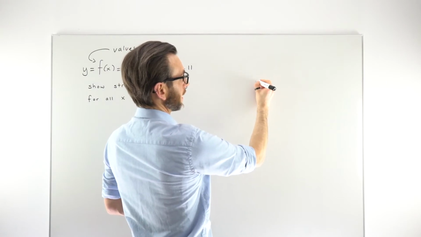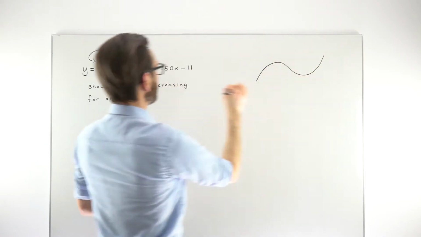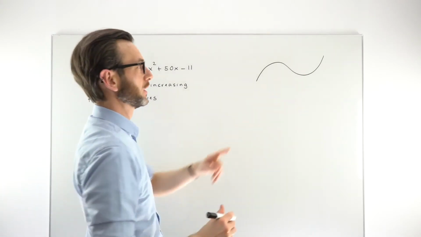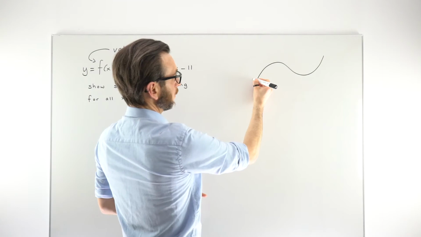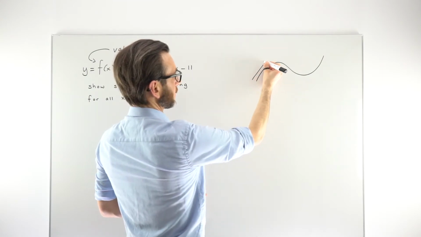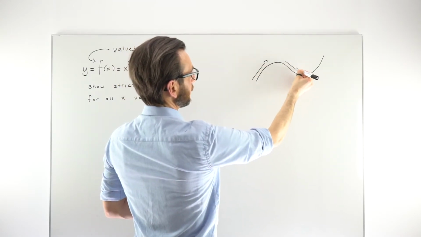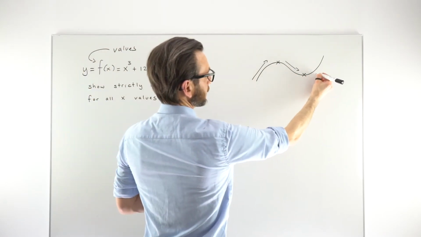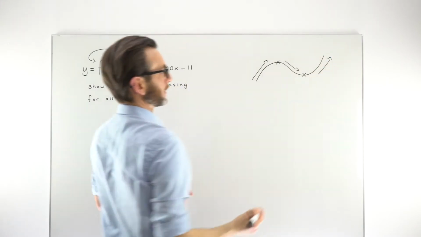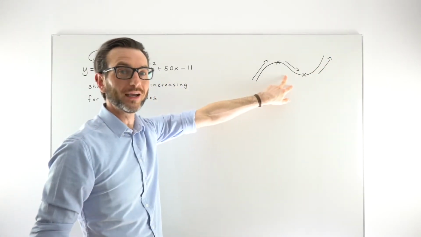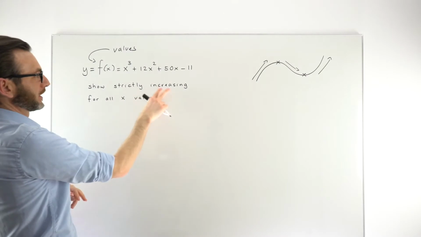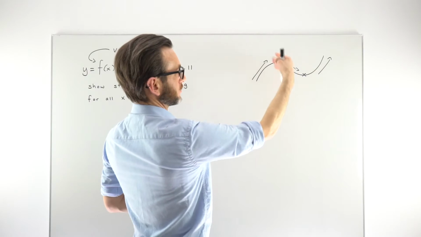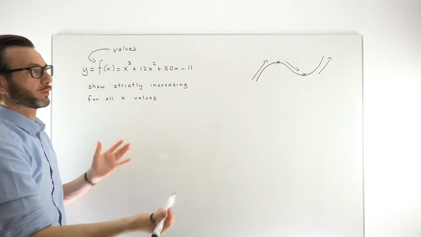If I draw some generic cubic function, this is not our cubic function, I've just made up a cubic function here. Notice that here the y values are increasing, but then they decrease in this middle part between the two stationary points, and then past that stationary point they start increasing again. So that graph does not meet our criteria because it's not strictly increasing. It's increasing here and here, but it's decreasing here. It's going down at that point. So that's not what we're looking for.